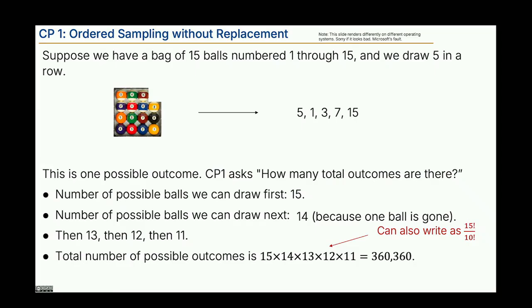Well, why do you do that? Oh, this is just another way I could write it. If this feels a little not nice, this is just another way you could write it. These are equivalent expressions. Oh, so you're just trying to draw the first 5 balls. Yep, just drawing the first 5 balls. I could write out 360,360 either as this number, 15 times 14 times 13 times 12 times 11, or I could write it as 15 factorial over 10 factorial. That's all. Any other questions?